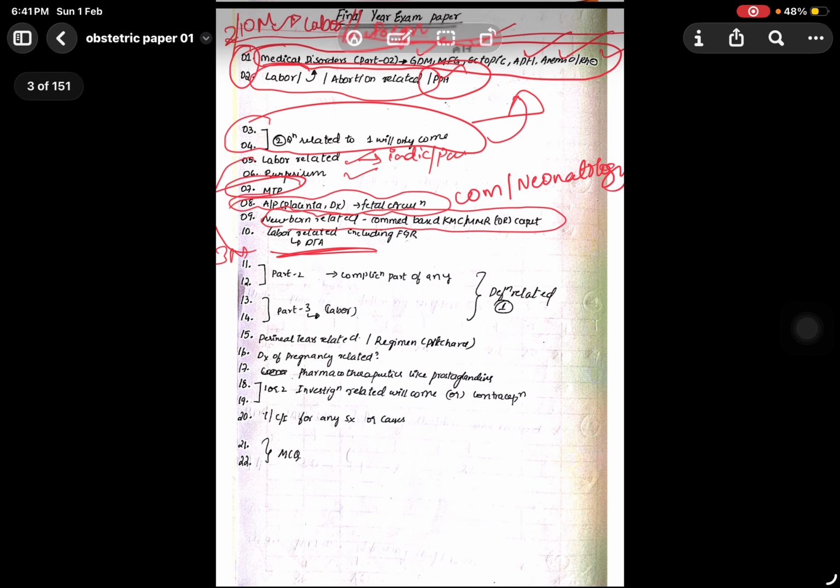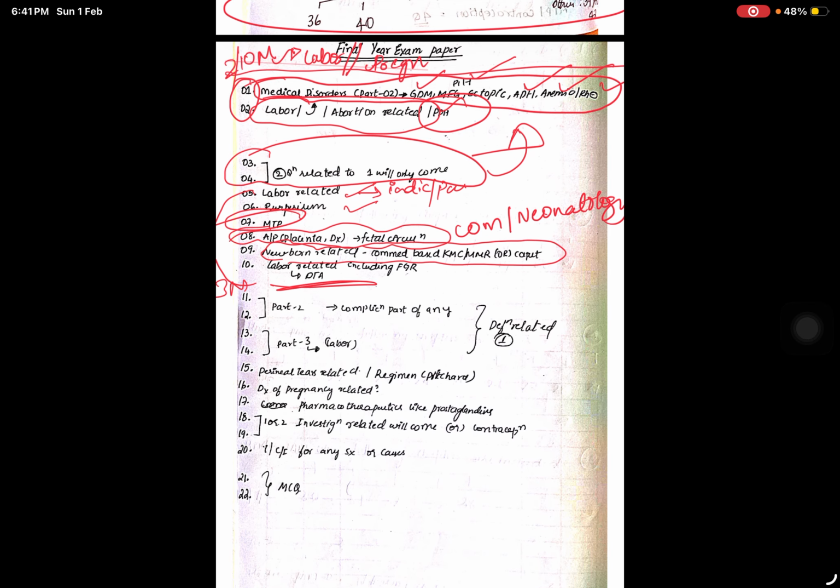The 3 marker itself is, as I told, in a surgical paper they try to test whether you know instruments or any surgery's indication, contraindications, or any drug's adverse effects, or any drug's use. That's what their aim is with pre-para testing. Something related to perineal tear or any regimen like a pre-charge regimen they can ask. Diagnosis related to pregnancy also they might ask. Related to pharmacology, one thing will be asked.